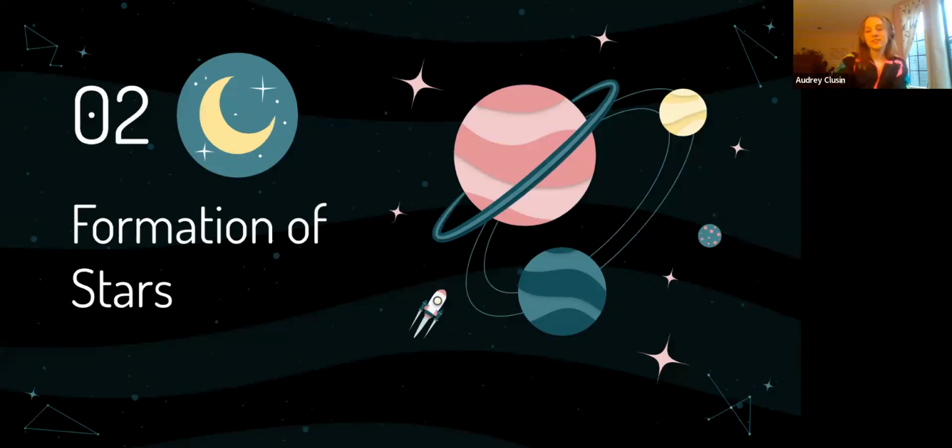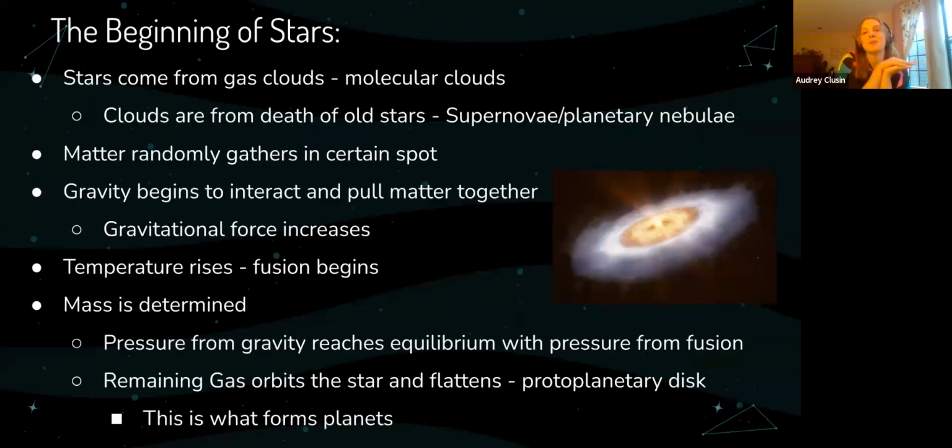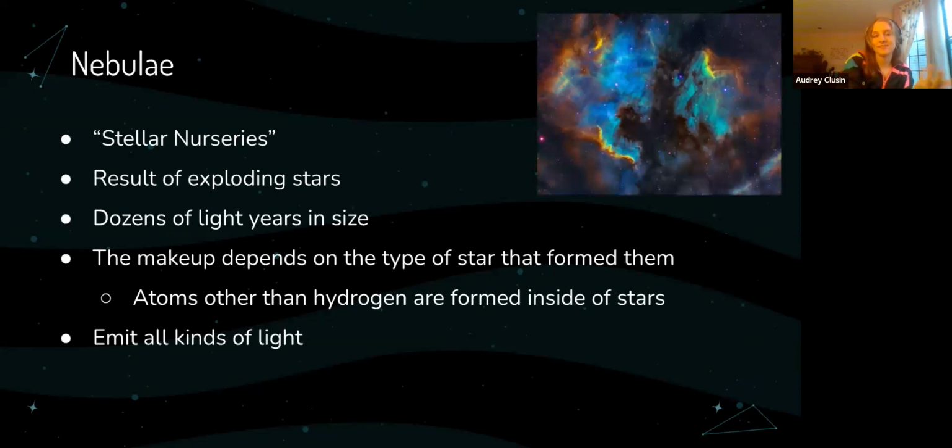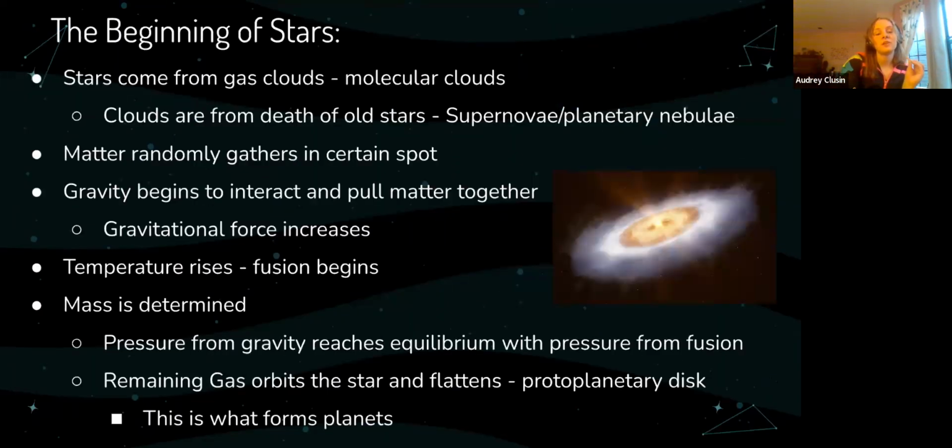But anyways, I'm gonna get into the formation of stars. So this part is pretty complicated, but I'm gonna try and explain it the best I can. So a minute ago, I was talking about nebulae or nebulas as being the stellar nurseries, so the place where stars form, because they're giant clouds of gas, right? So then we go onto this. Stars come from those nebulae or gas clouds, which you can also call molecular clouds because they have all sorts of atoms and molecules in them.